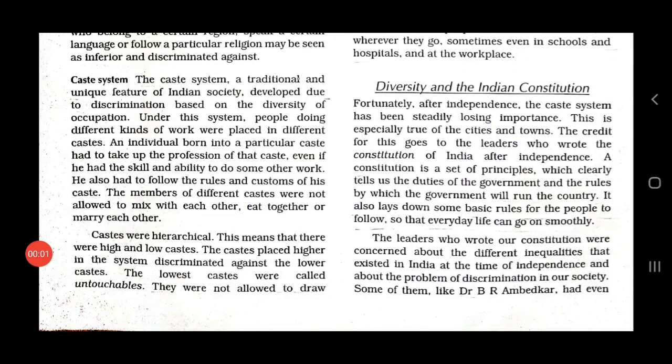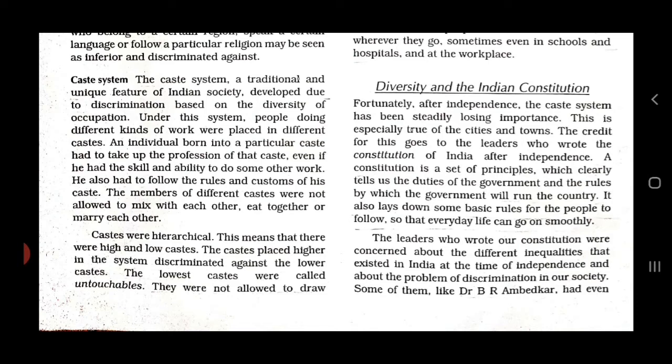Not only choosing the profession, but they also have to follow the rules and customs of the particular caste in which they are born. The members of different castes, they are basically talking about the earlier times, were not allowed to mix with each other, eat together or marry each other. Understood? Now, castes were hierarchical.